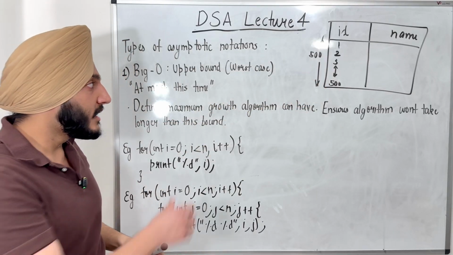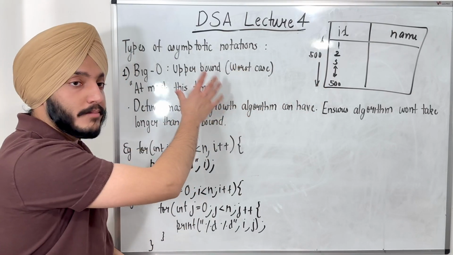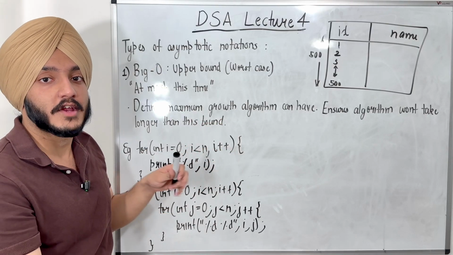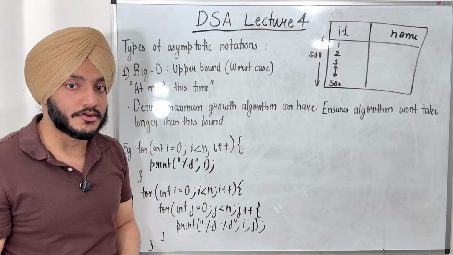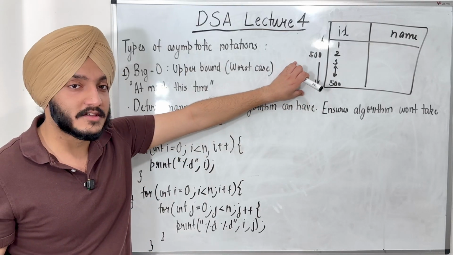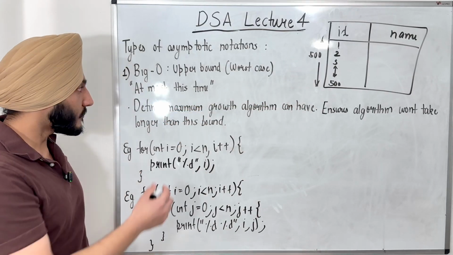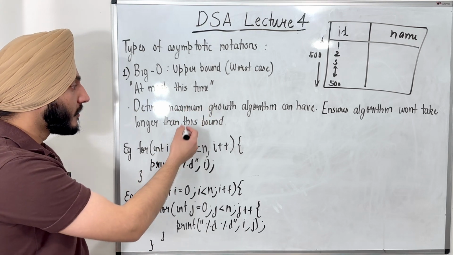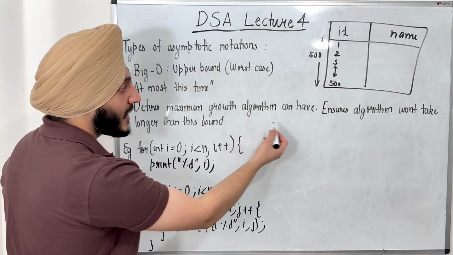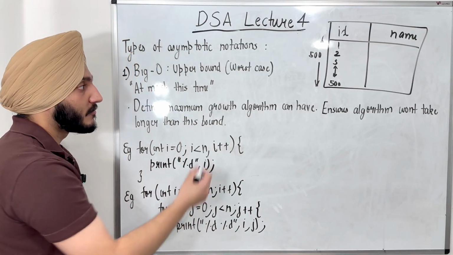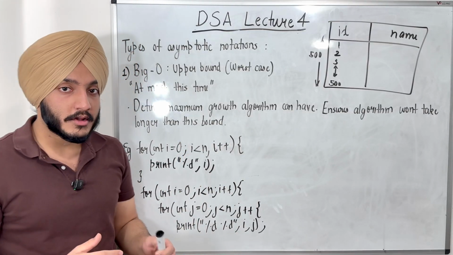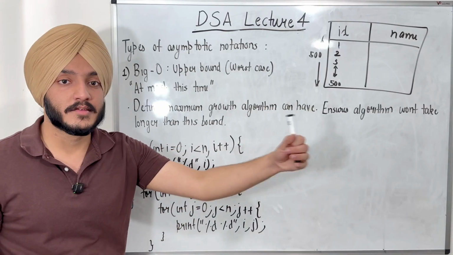So in the case of big O notation, we are finding the worst case, right? The worst time your algorithm can take. And that's what we are trying to measure. So I hope that makes sense with this example, right? So at most this time defines the maximum growth an algorithm can have and shows the algorithm won't take longer than this point. So we need to make sure that this is the maximum possible, right?